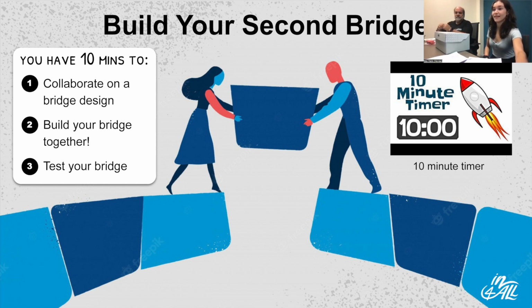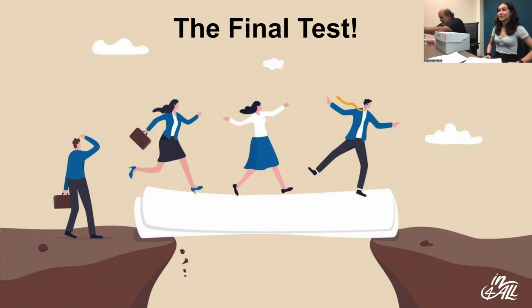All right. Final test. So once all groups have completed their final bridge, ideally the entire classroom can come together, go to the front or somewhere where all students can see, maybe a projector, so that each group can do a final test to see whose bridge can carry the most weight.